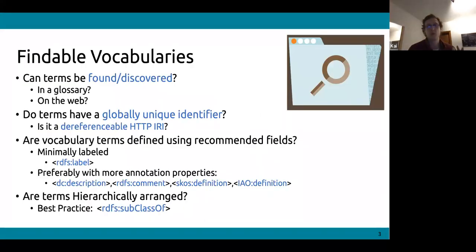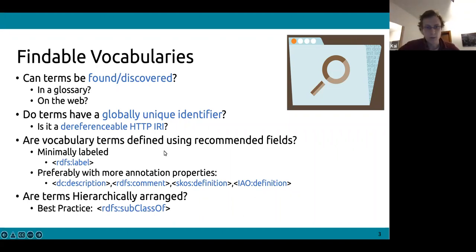Okay, so in terms of breaking down FAIR a little bit in terms of the points. Basic things like the findability of a vocabulary: can the term be found or discovered, like in a glossary on the web? Do the terms have a globally unique identifier? Is there an IRI or something along those lines that is dereferenceable? You click on it or you send a script there, and you can go find a page that has things.